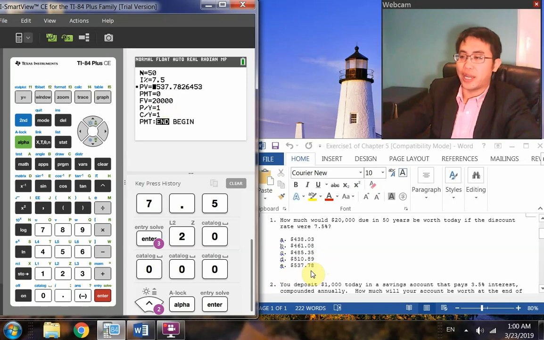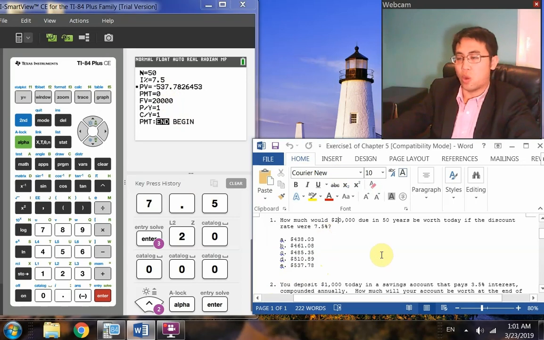Your calculator recognizes the cash flow directions. If you put some money in today, you will get some money at the end. So negative now, positive in the future. Just keep that in mind. So that's for question number 1.